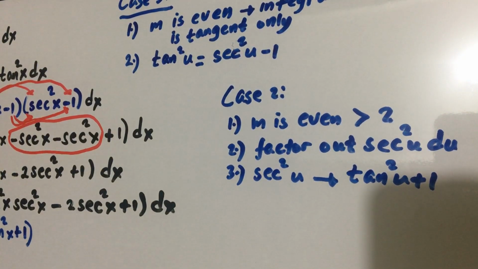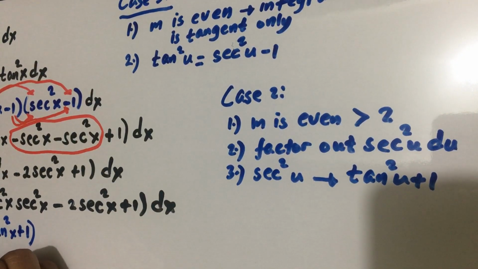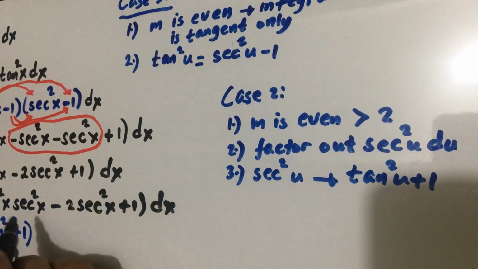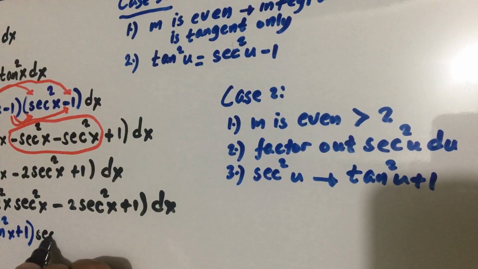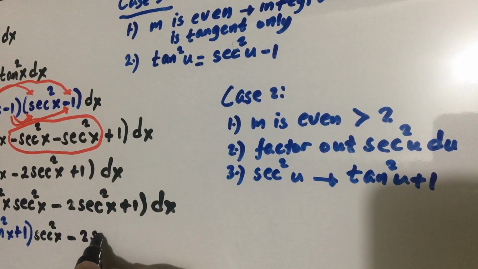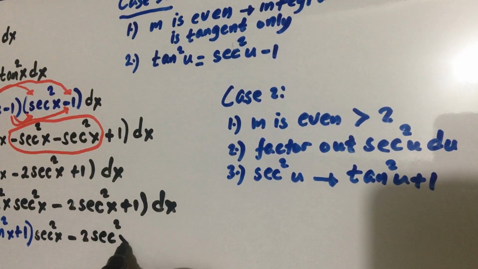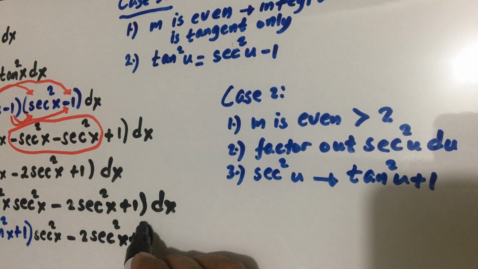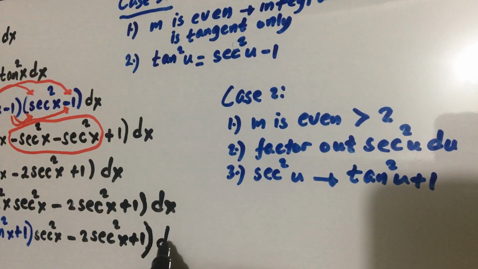I will put two parentheses here. Then this one is multiplied by secant squared x. Then you have minus 2 secant squared x plus 1. Then everything is multiplied by dx.